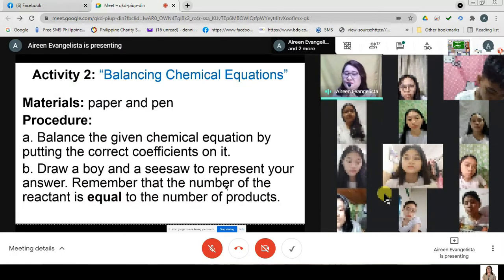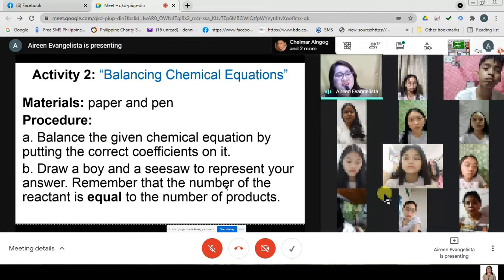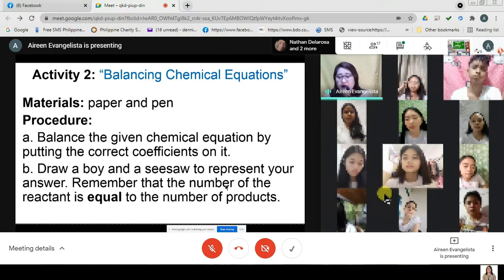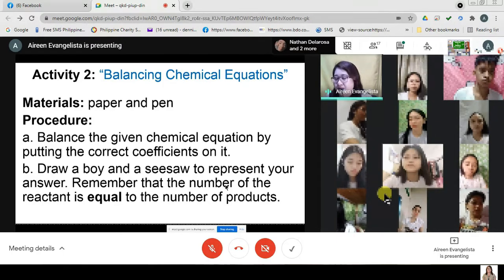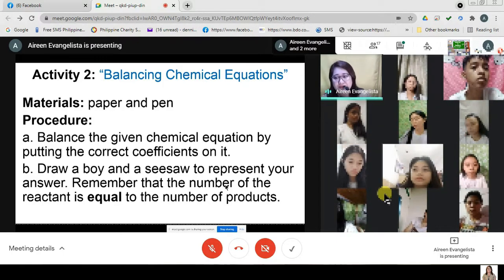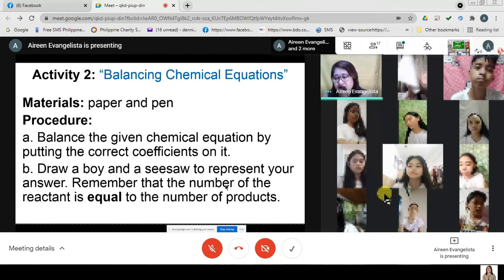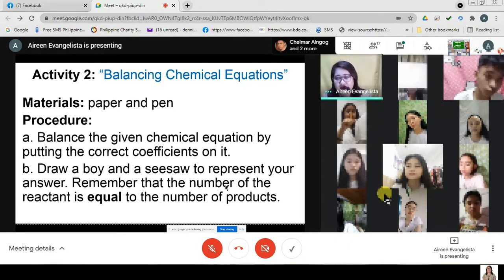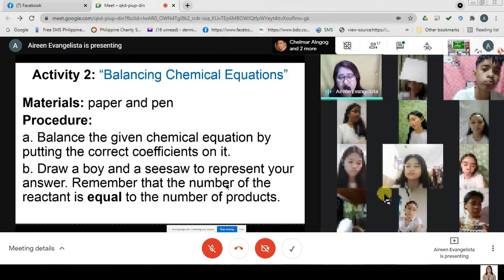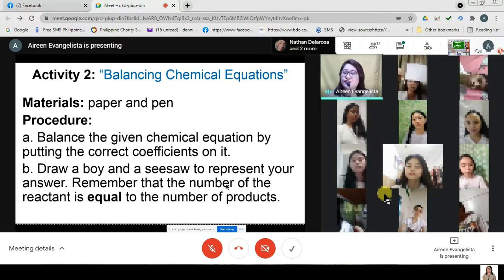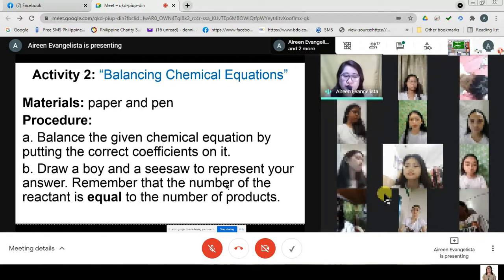Okay, now let's proceed with activity number two, balancing chemical equations. Here we have the materials: paper. You have to prepare a paper and a pen. Can you please show me your paper? Yes. A clean piece of paper and a pen, of course. Okay, very good, guys. Let's proceed to the procedure.